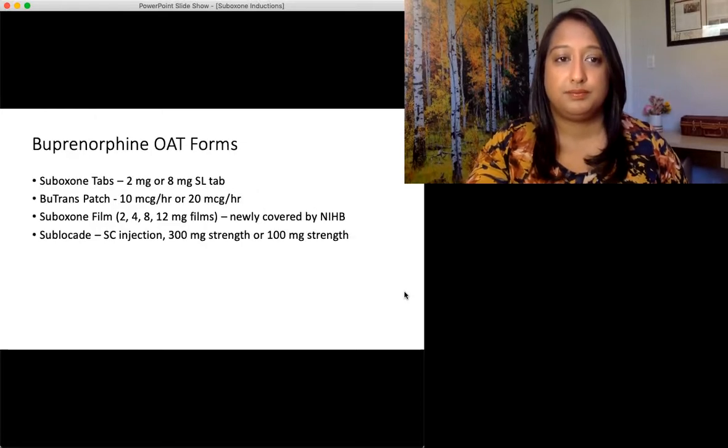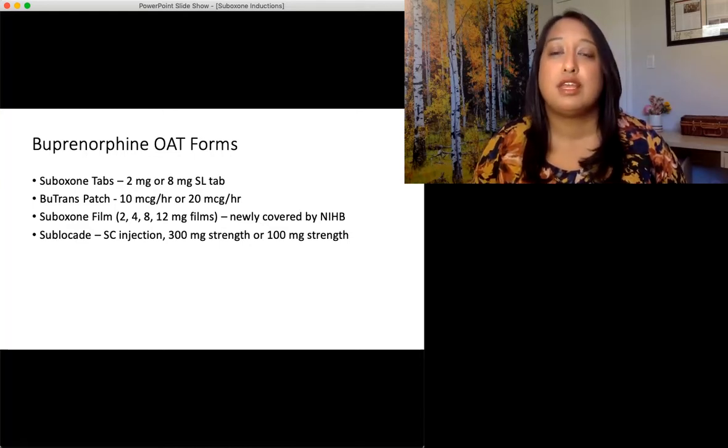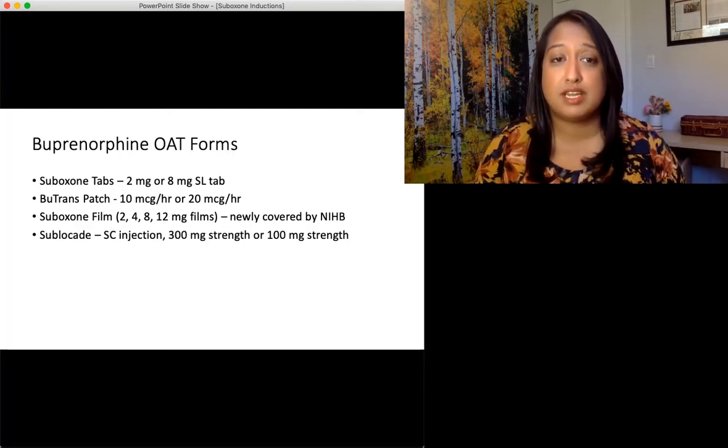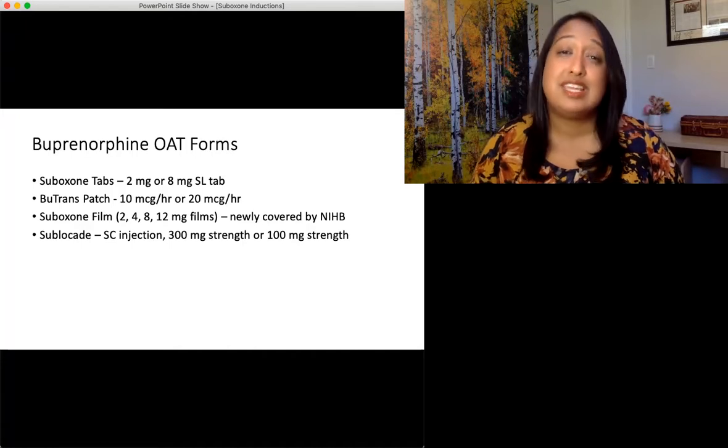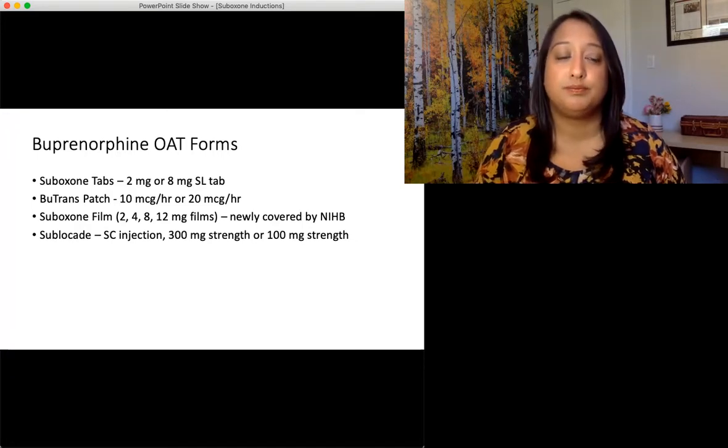Okie dokie. There's different forms of buprenorphine. So there's Suboxone tabs, that's 2 milligram or 8 milligram sublingual tabs. There is the Butrans patch, which is very, very low dose. It's 10 micrograms an hour or 20 micrograms per hour. It is not covered, so it's very, very expensive to have in community. We typically only use it in acute care.